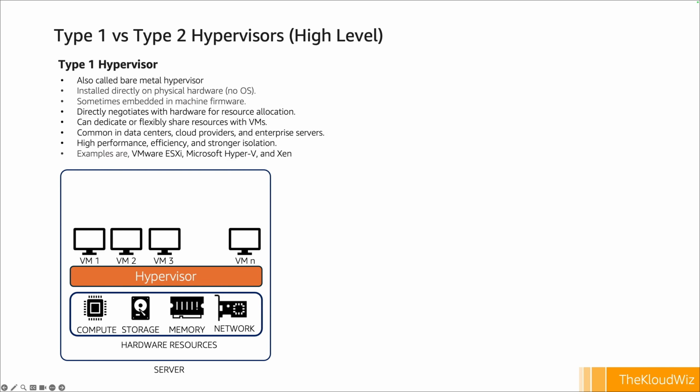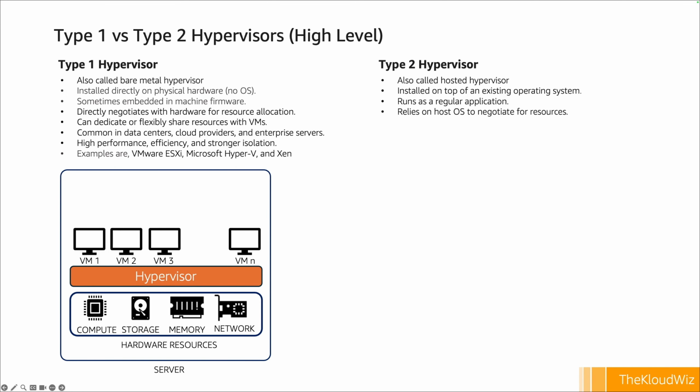Type 2 hypervisor, on the other hand, is a bit different, right? It's also called the hosted hypervisor, and it's installed on top of an existing operating system. So you need an operating system before you can install a type 2 hypervisor. It runs as a regular application on the operating system, and it relies on the host operating system to negotiate for resources, unlike the type 1 that directly negotiates with the hardware.